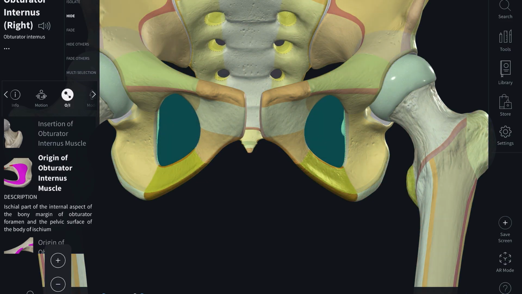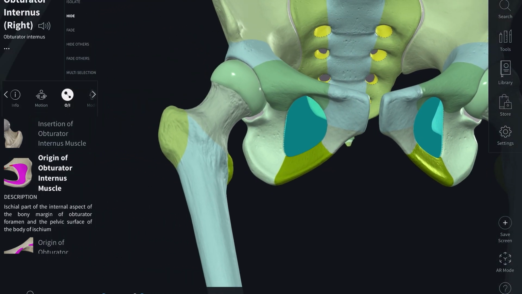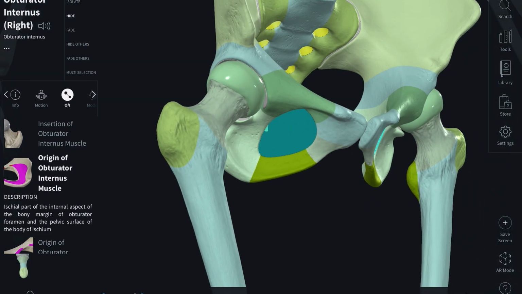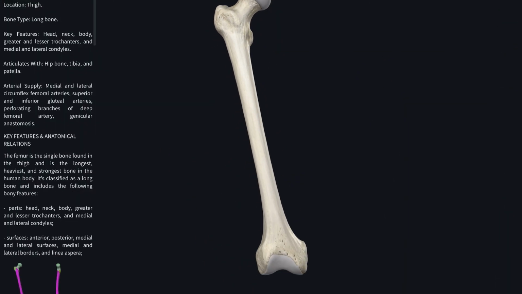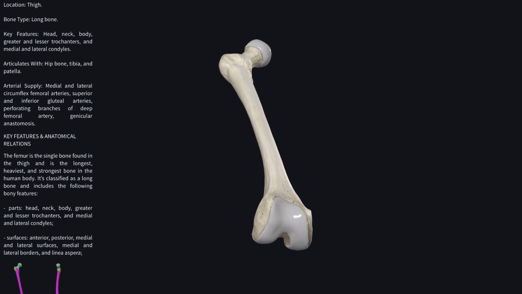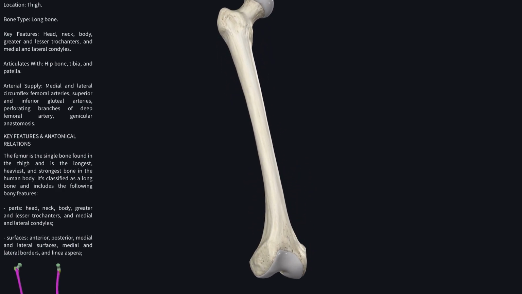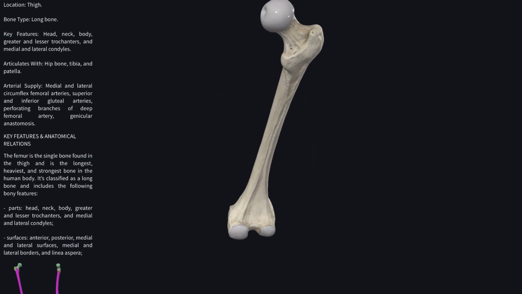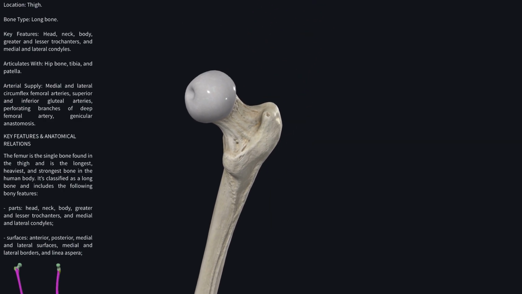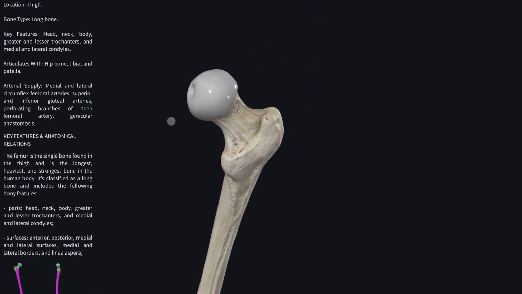Let's come back to this. Let's look at the femur. I'll go ahead and isolate this. So here's the femur. Pretty distinguishable among other bones, just with how big it is. This section up here is the head of the femur. This is the neck of the femur.